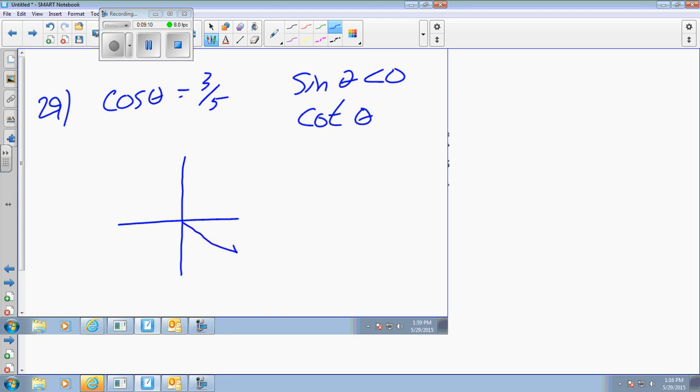So I'm going to say the adjacent over the hypotenuse. This would be a 3, -4, 5 right triangle. My sine is negative in this quadrant. And I don't know what the cotangent is, but I know it's 1 over the tan. And if I find the tan is the opposite over the adjacent, the reciprocal of that would give me -3/4.